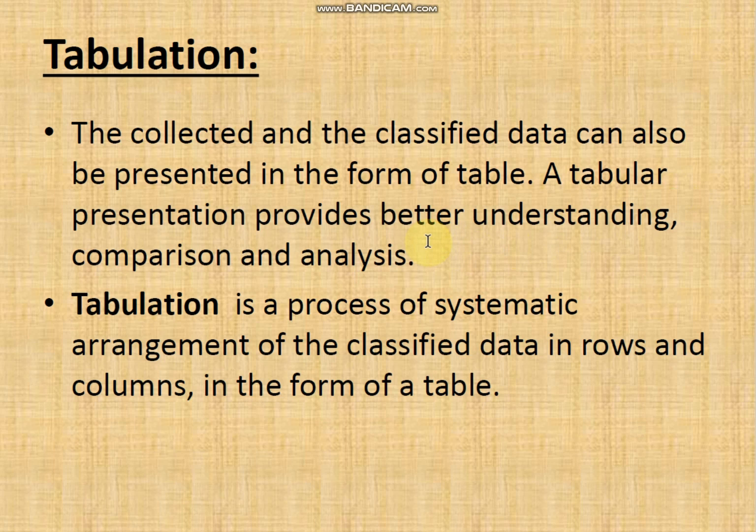So what is tabulation? Tabulation is a process of systematic arrangement of classified data into rows and columns in the form of a table. So the collected and classified data can be presented in the form of a table, and the tabular presentation provides a better understanding, comparison and analysis. So arranging the data in the form of rows and columns in a table is called tabulation.